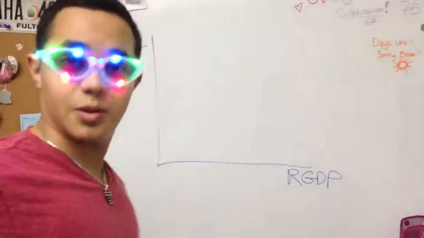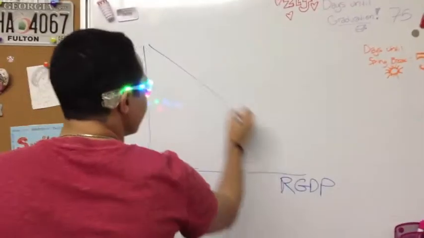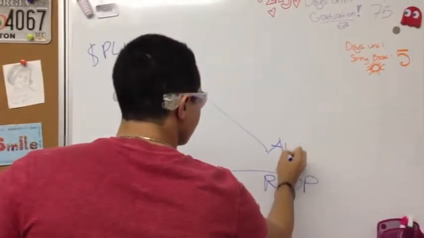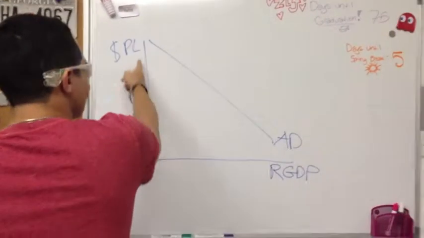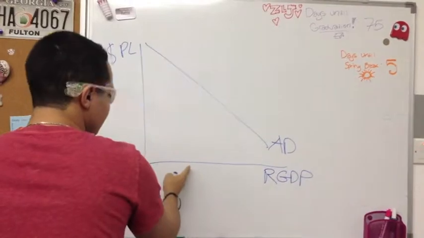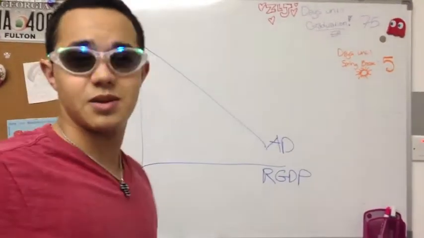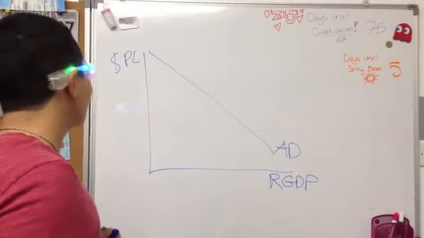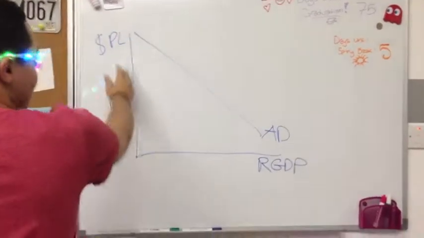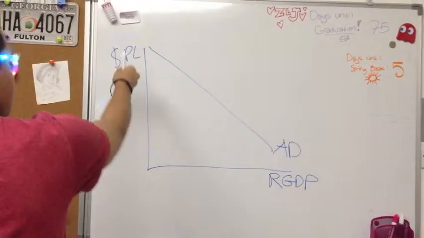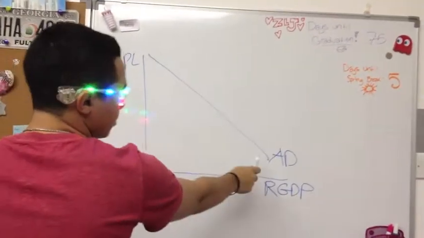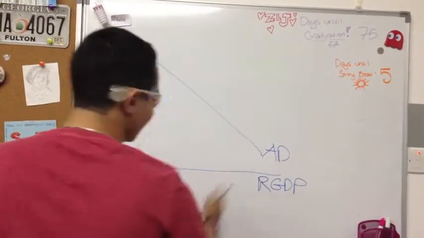Alright, now we're going to draw the aggregate demand line. This is aggregate demand. As we can see, as price levels increase, the demand decreases because nobody wants to buy something that's really expensive, right? You want to buy cheap things. So, as price increases, demand decreases. However, as price decreases, demand increases. You can see that right here.